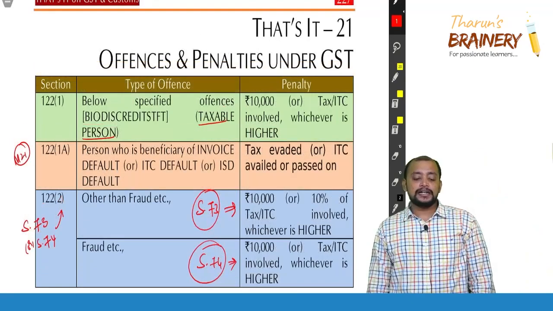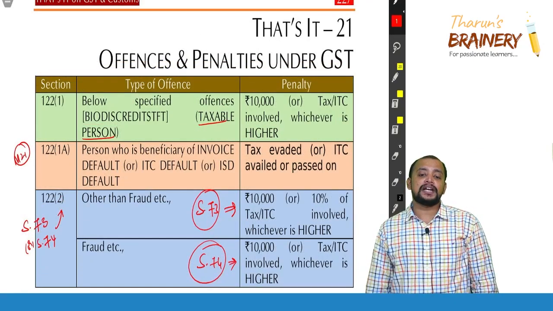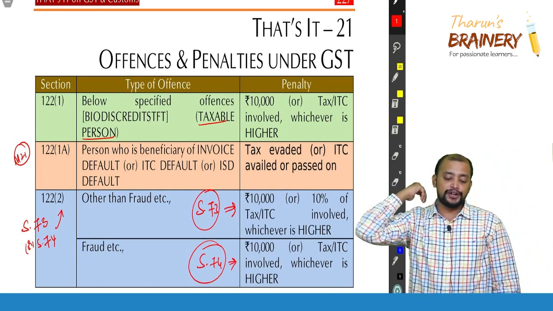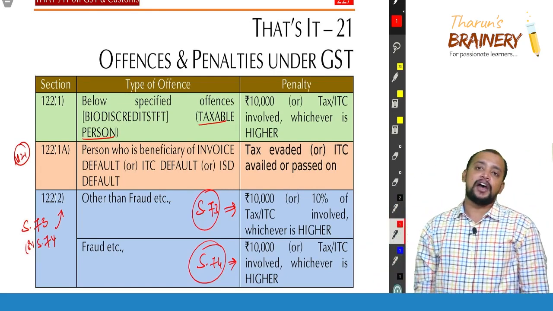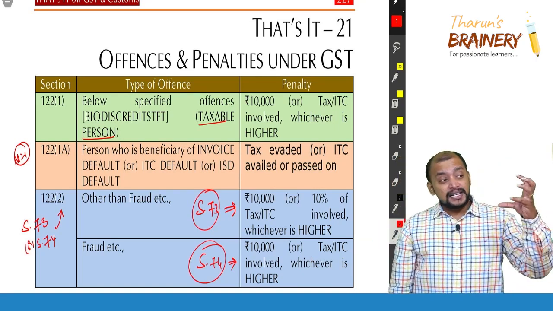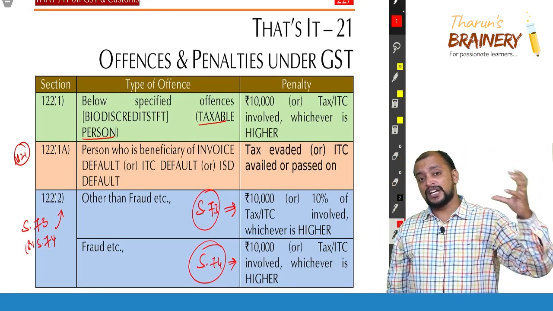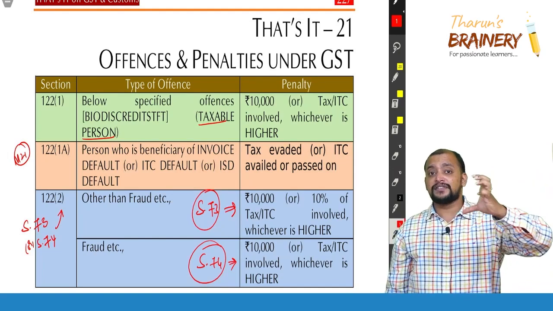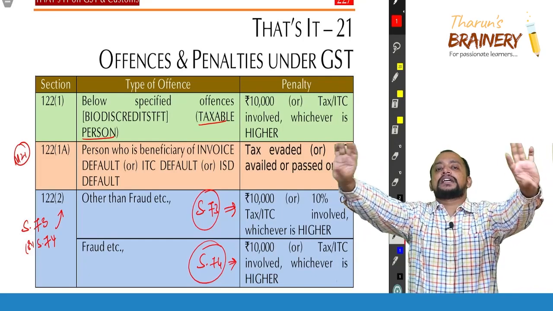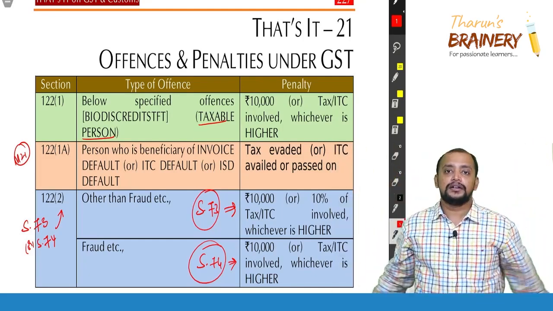Okay. There are certain cases where penalty is possible under both 122 subsection 1 and 122 subsection 2, which will prevail? When the notice is given under 73, 74, penalty is under 122 subsection 2. When only penalty is separately collected, it is 122 subsection 1. Okay.